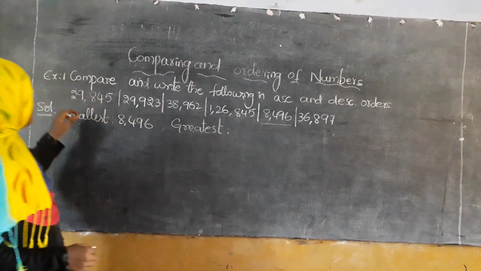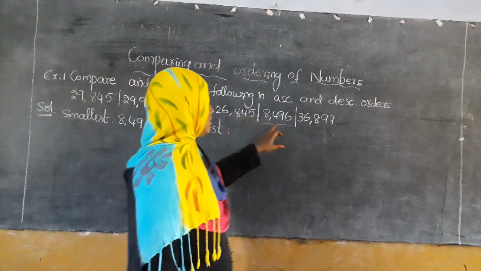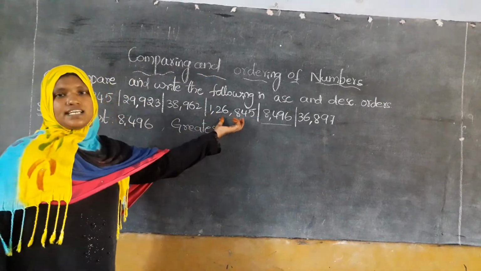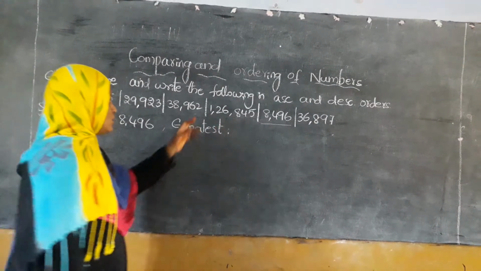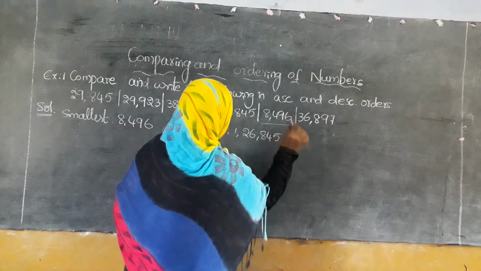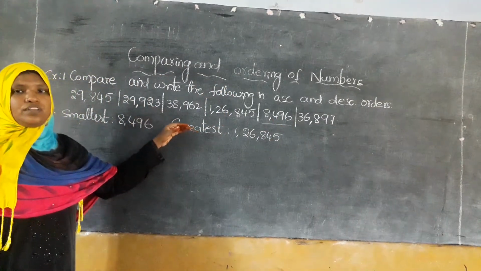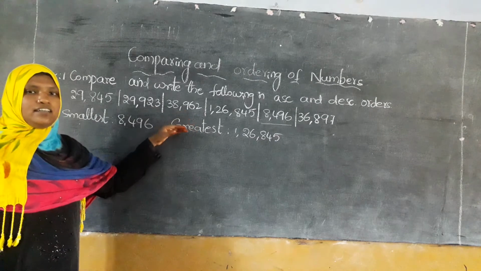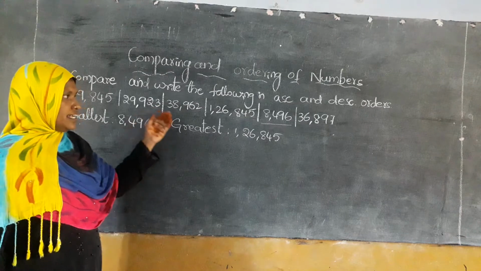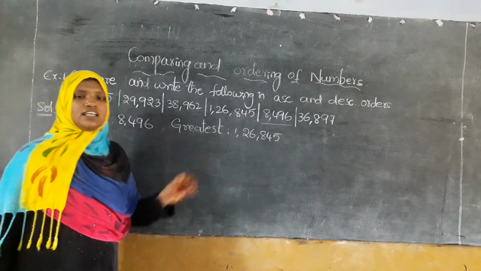And now the greatest one. The others are 5 digits: 5, 5, 6, 4, 5. So among all these, this number consists of 6 digits. So this is the greatest number. In this manner, you should compare and arrange in ascending or descending order. You should compare and find which is greatest and which is smallest.